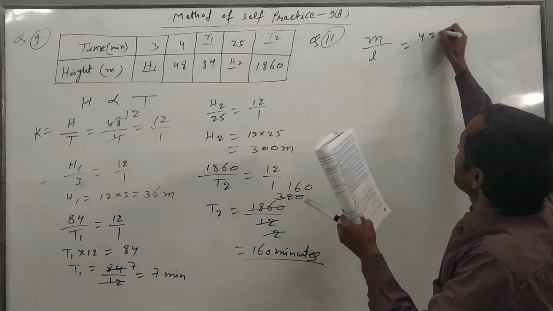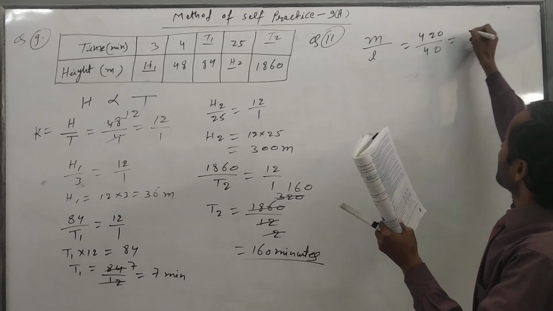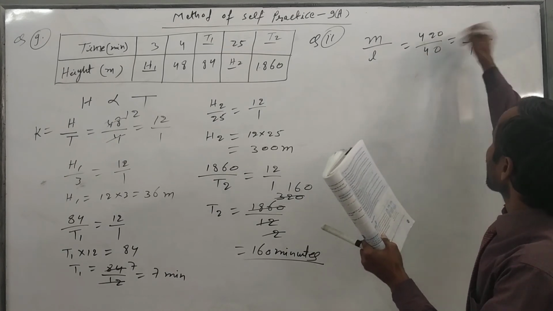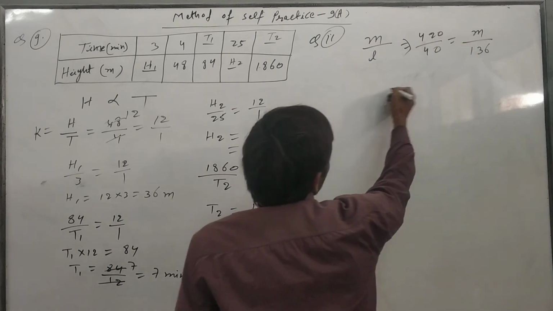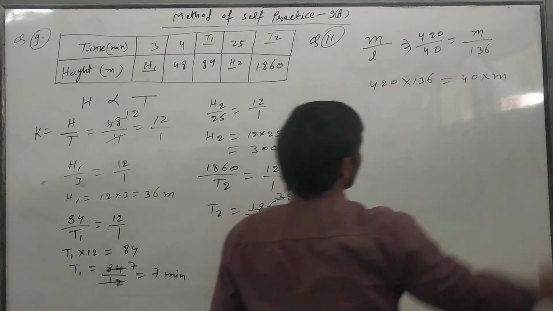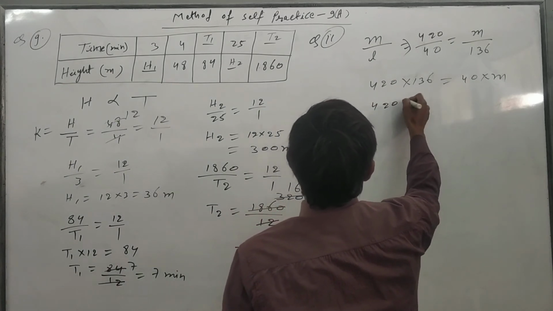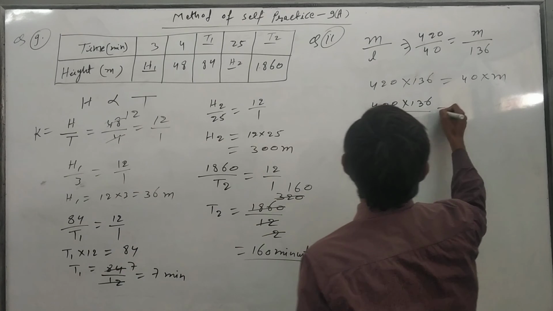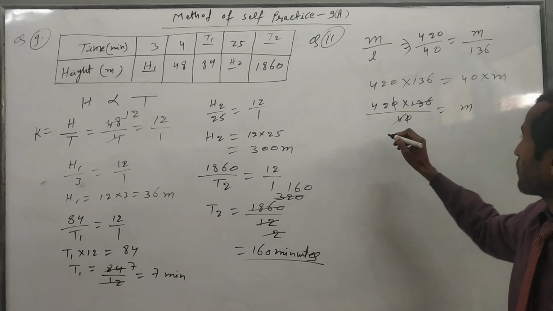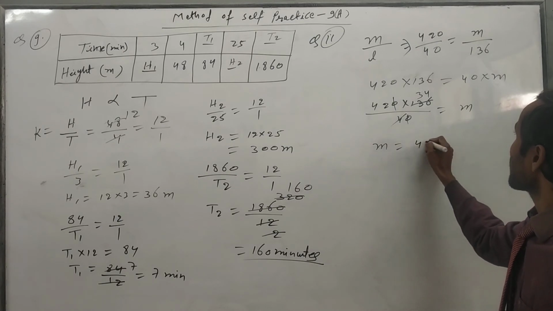So 420 upon 40. Question is given, we have to find mass, and length is given 136 cm. So just you cross multiply, then we can find. So here 420 into 136 is equal to 40 into m. Now we will divide here, this 40 will divide in this part. So 420 into 136 upon 40 is equal to m. So 0 0 will cancel and we can cancel by 4 4 table. So it will come 3 and then it will come 34. So m is equal to 42 into 34.